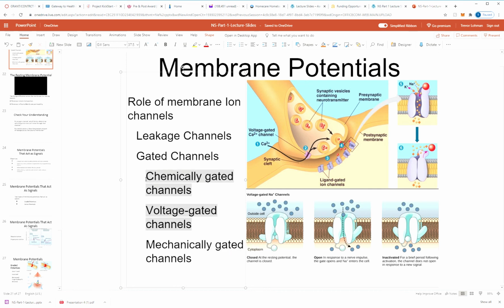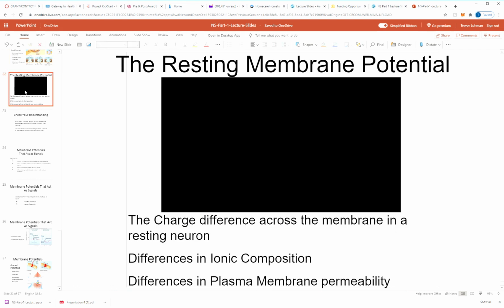But voltage gated and chemically gated, we're going to talk an awful lot about, because chemically gated channels are responsible for the formation of graded potentials, and voltage gated channels are responsible for action potential formation. So let's go ahead and look at this resting membrane potential video really quick.